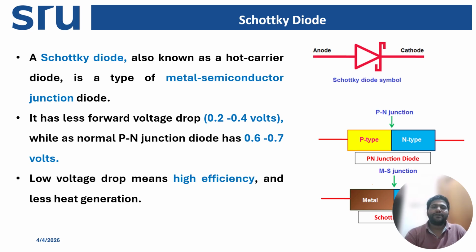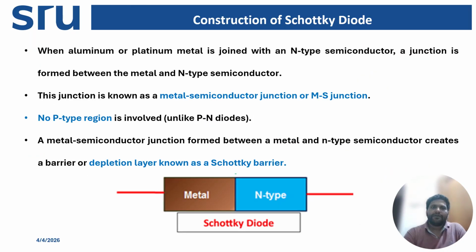Because of this metal and semiconductor junction, it is also called a Schottky barrier diode. The name Schottky comes from the German physicist Walter H. Schottky, who studied the metal semiconductor barrier. We can see in the pictures, one side metal, another side n-type material.